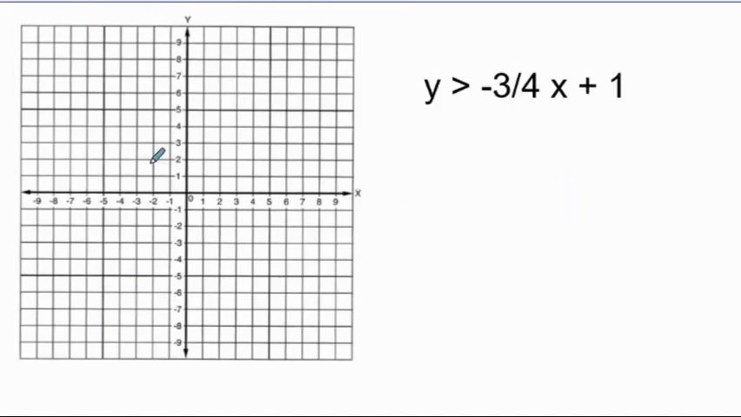Let's look at another one. Here I have y is greater than. Once again, it's going to be a dashed line. So I'm going to first just graph the function. I'm going to go, okay, so where is y equals negative 3/4 x plus 1? And I'm going to go, okay, so plus 1 is here. Negative 3 over 4. Negative 3 over 4. I think it's right there. I'm going to draw my line.